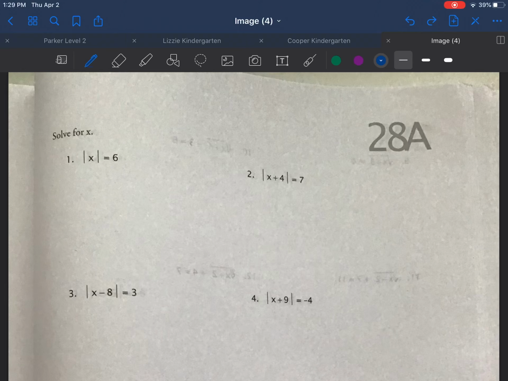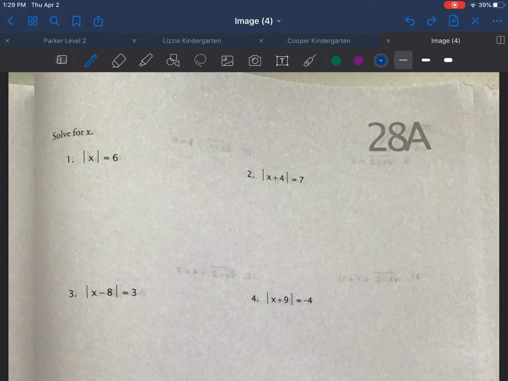Okay, looking at lesson 28, we are using absolute values, and then we're also using radical functions. Not rational functions, radical functions. There we go.